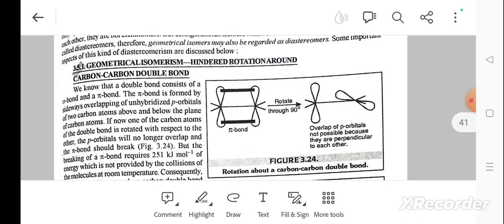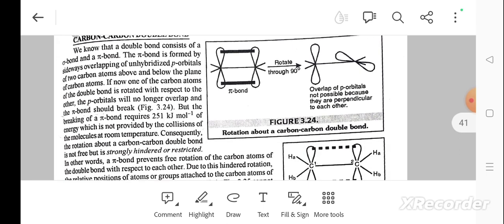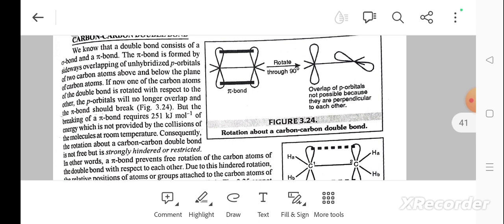Geometrical isomerism: hindered rotation around the carbon-carbon double bond. We know that the double bond consists of a pi bond and a sigma bond. The pi bond is formed by sideways overlapping of unhybridized p orbitals of two carbon atoms above and below the plane of the carbon. If one of the carbon atoms of the double bond is rotated with respect to the other, there is no longer overlap and the pi bond should break.